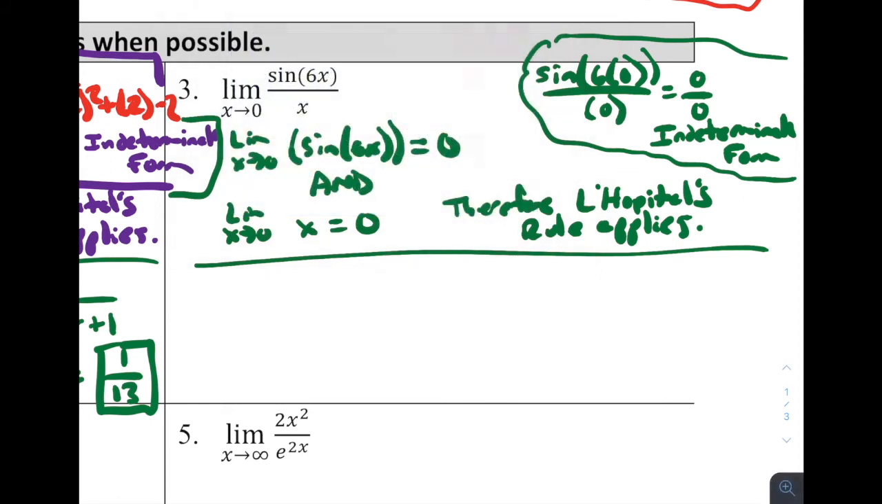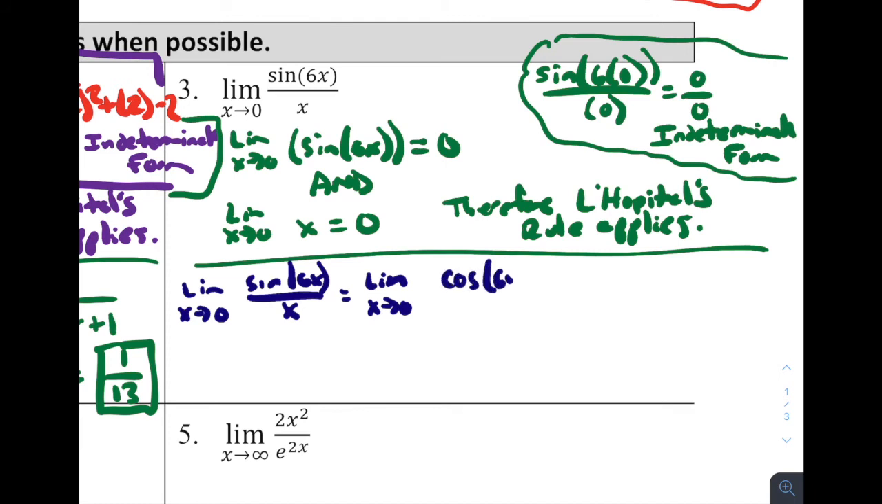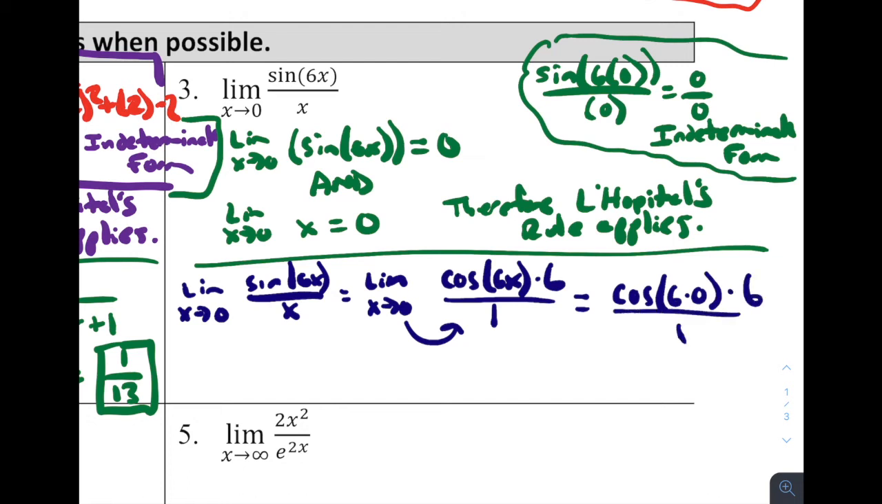So what's that going to look like? Well, we're going to say the limit of this original expression, sine of 6x divided by x. If we take the derivative of the numerator, we would need to use the chain rule. So the derivative of the outside, the derivative of sine, is cosine. The inside stays the same, but I need to multiply by the derivative of the inside. The derivative of 6x is 6, and then the derivative of x is just 1. So I'm going to try again, plugging that 0 in. That's going to give me cosine of 6 times 0 times 6, all divided by 1.